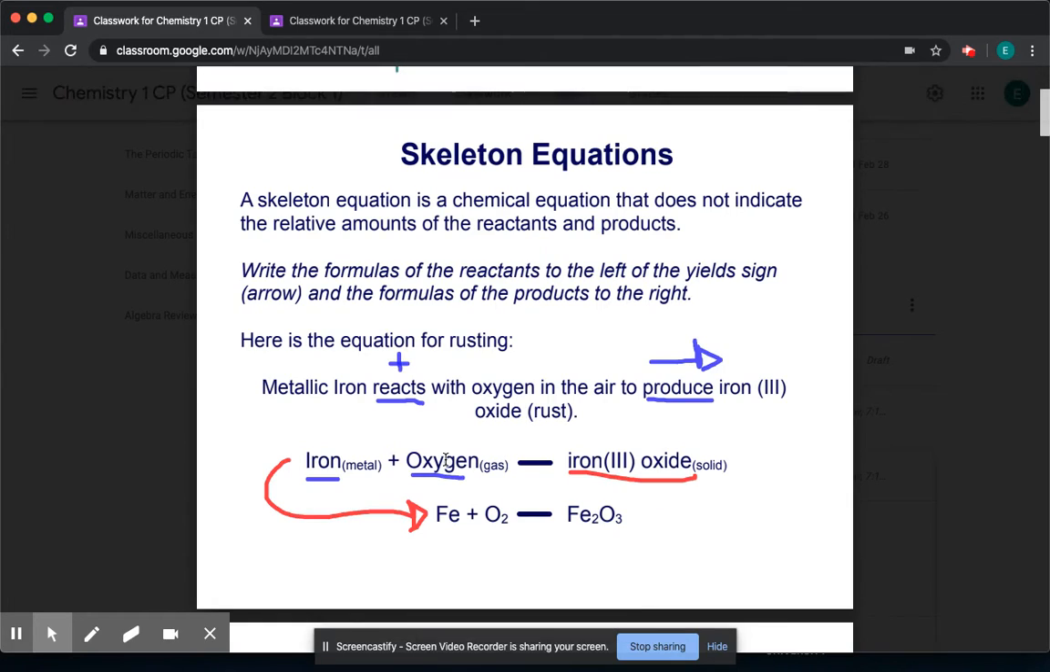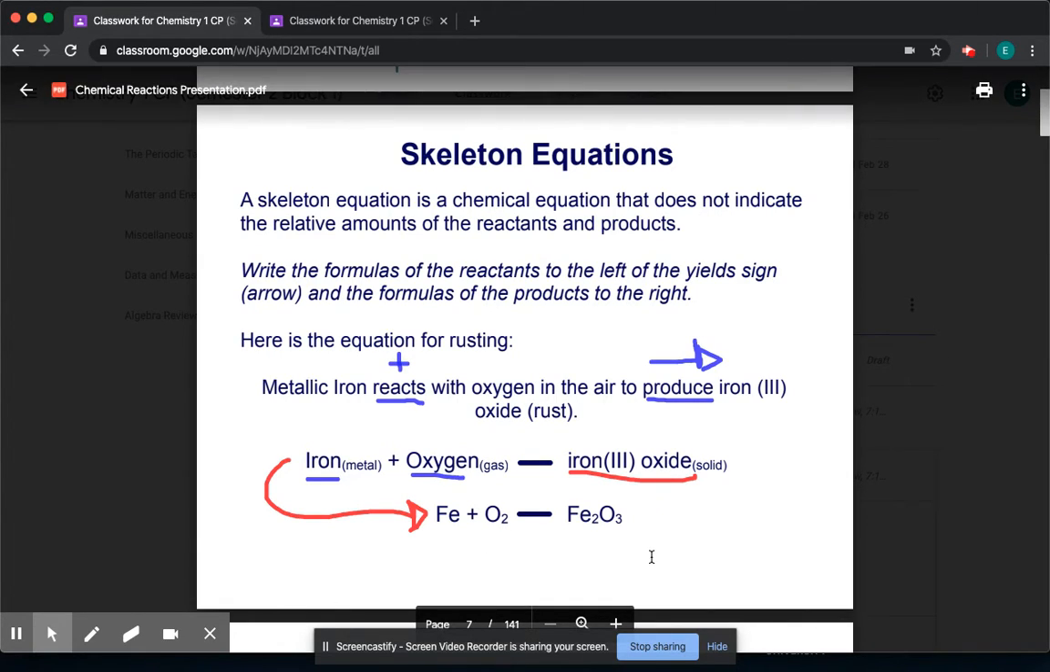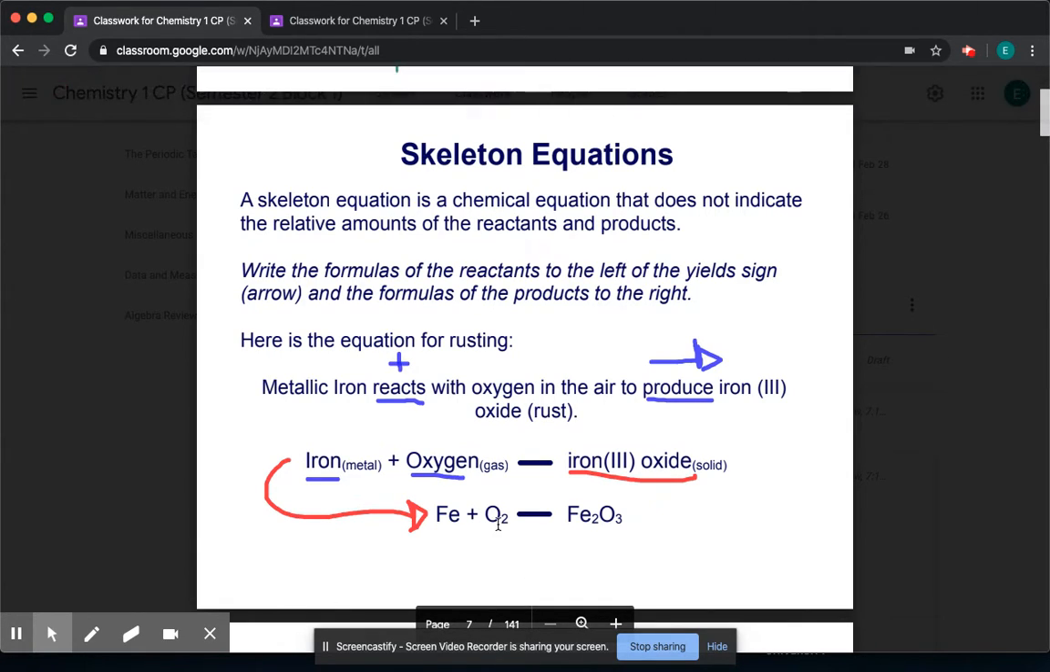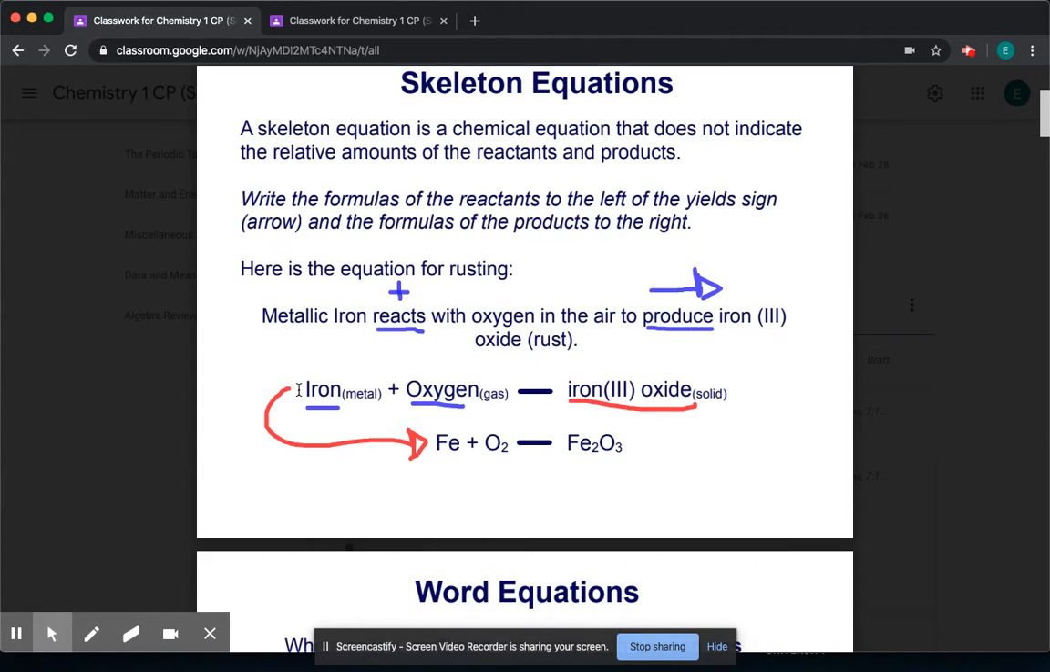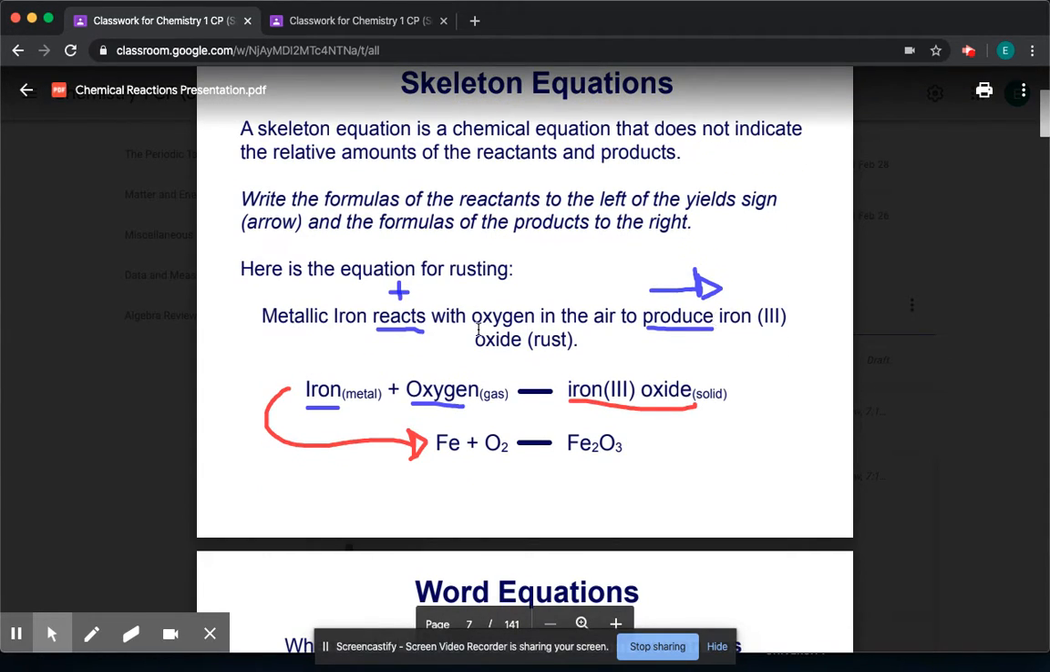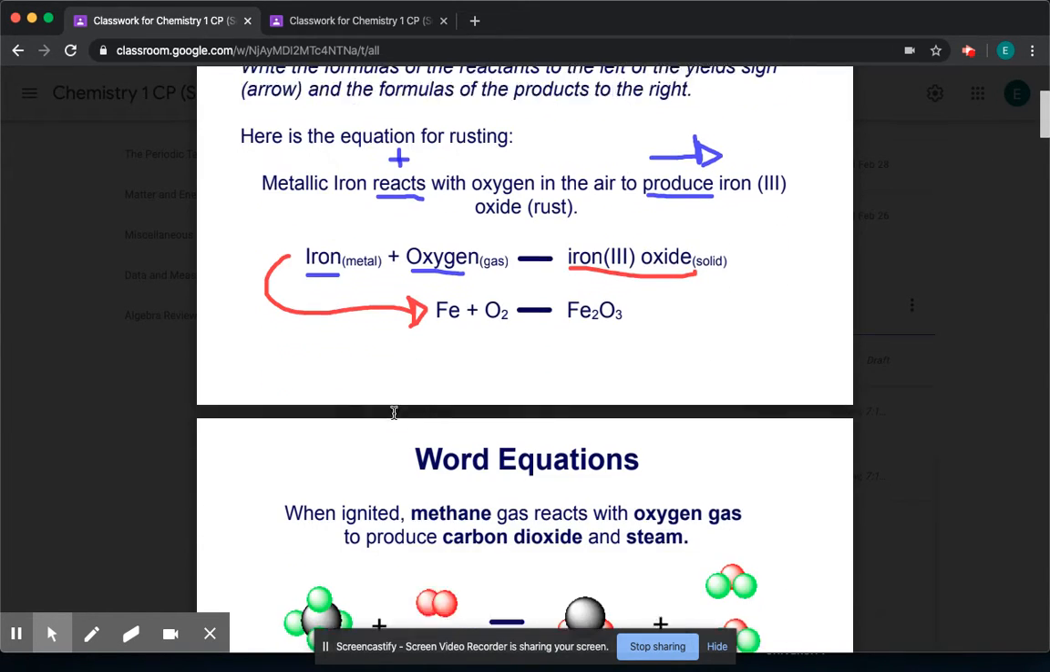Oxygen, you need to remember that oxygen is one of those things that lives in pairs. You will never see an O by itself. It's an O2. You have to remember that acronym, the Hankel-Briefs. Those things tell you which ones live in pairs. Oxygen is one of those things that lives in pairs, so you have to put O2. And it makes iron 3 oxide, and iron 3 oxide is Fe2O3. So that's how you go from sentence form to word equation form to symbolic equation form. And these are considered skeleton equations because they don't tell you how many of each you need exactly.